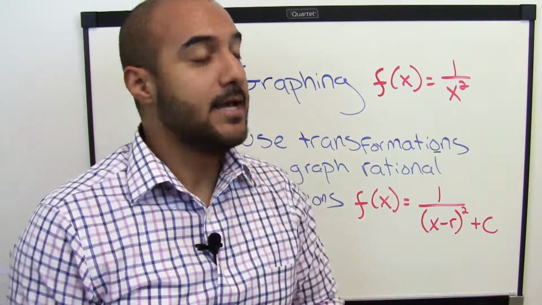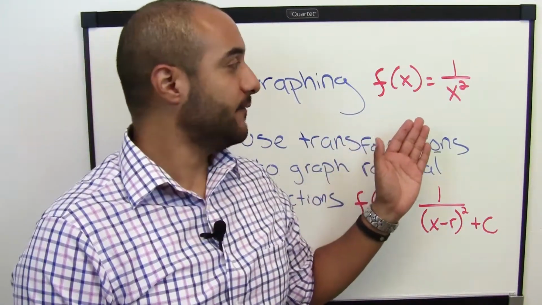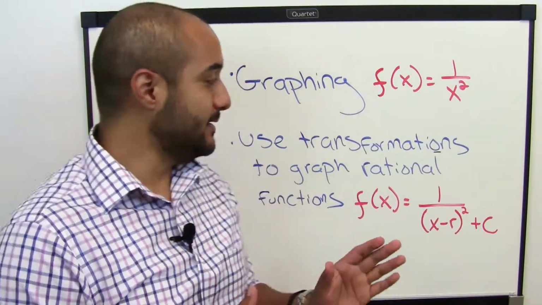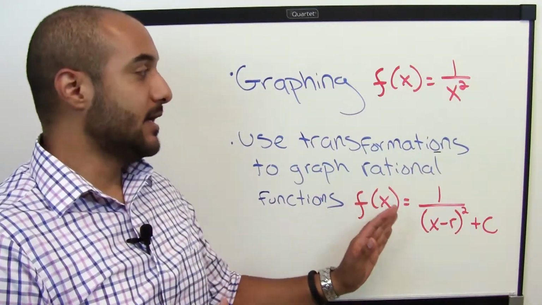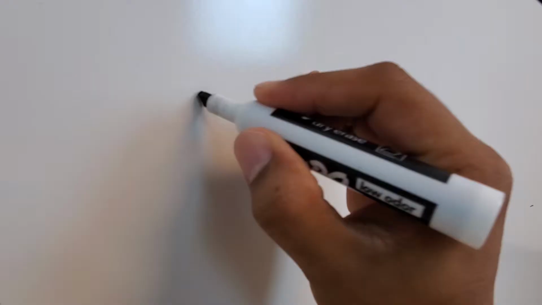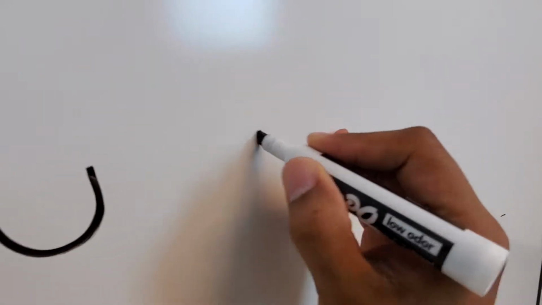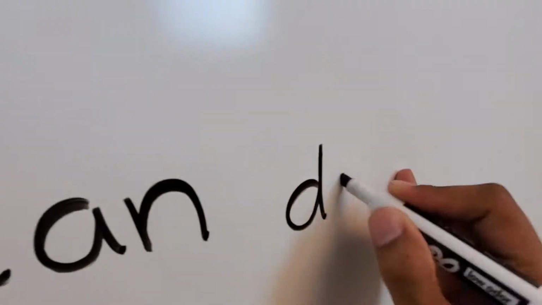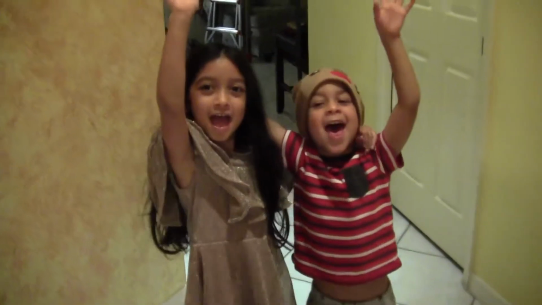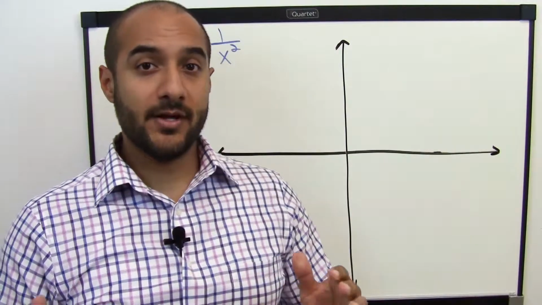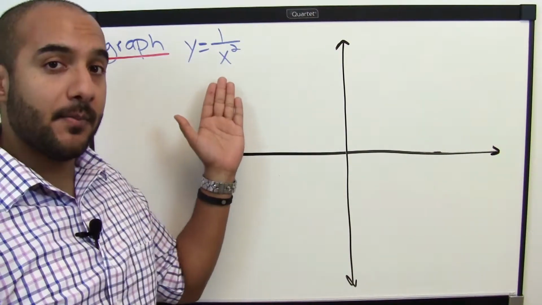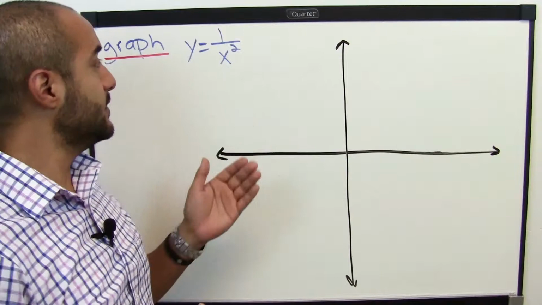Hey there, welcome back. So today we'll be graphing our rational function f of x equal to 1 over x squared, and then we'll use transformations to see what happens there. So we can quickly sketch a graph out. Okay, so at first let me pretend like I have no ideas about the properties of this rational function.